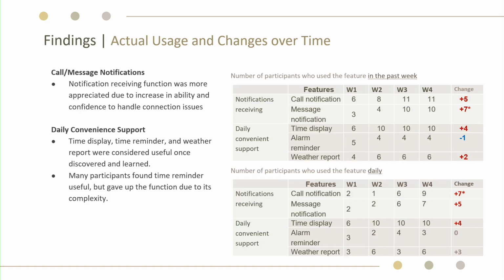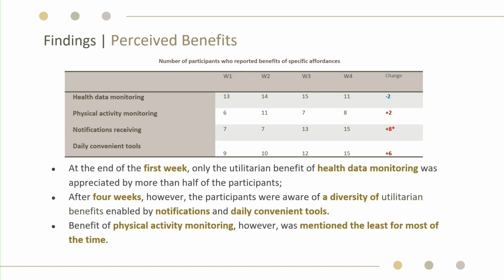And the last two affordances, they are not so expected before the use, but actually over time, both of them were discovered to be useful, especially the receiving call, so you can receive notifications from your phone on your wrist, and many older people find it really useful. And there are a lot of convenient tools provided by the wearable device, but 3 of them, time display, time reminder, and weather report, are particularly considered useful.